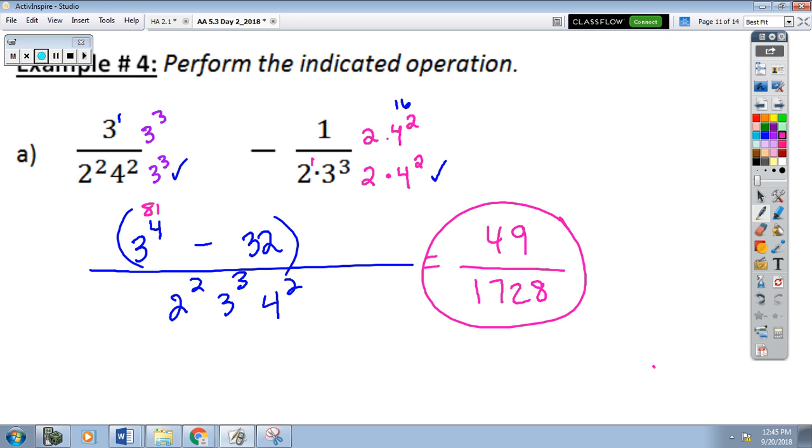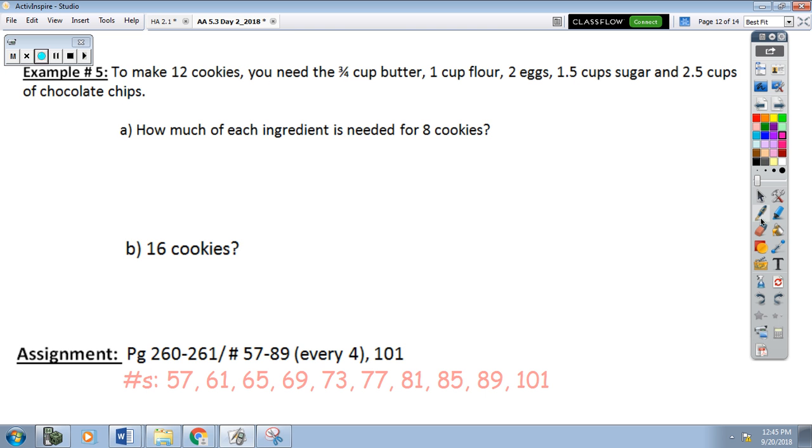All right, last thing are our recipe questions. They give you a recipe for 12 cookies, and it tells you how much of each ingredient you need. It asks us how much of each ingredient is needed for 8 cookies and how much is needed for 16. Every year people look at this and they're like, if I only needed 8 cookies, I'd make 12 and just have 4 extra. Like, why would I ever want to do this? But I'm still going to show you. Most of you would just be doubling or tripling the recipe.